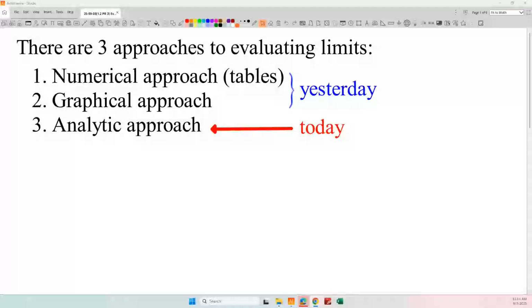We've been talking about evaluating limits analytically. Yesterday we looked at the cancellation method. I don't know what you call it, but it's just factoring and canceling the offending factors. We looked at that if we started off with a rational function or a complex fraction, with fractions on the top and the bottom.